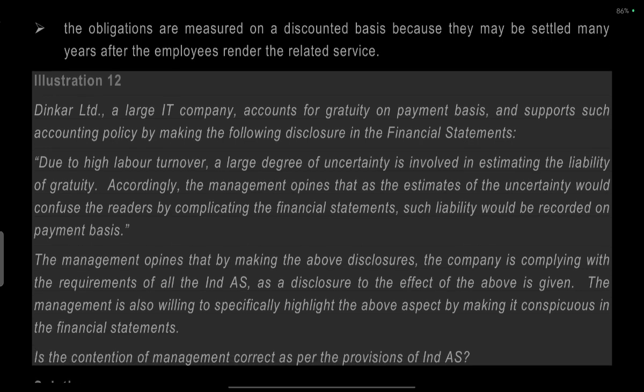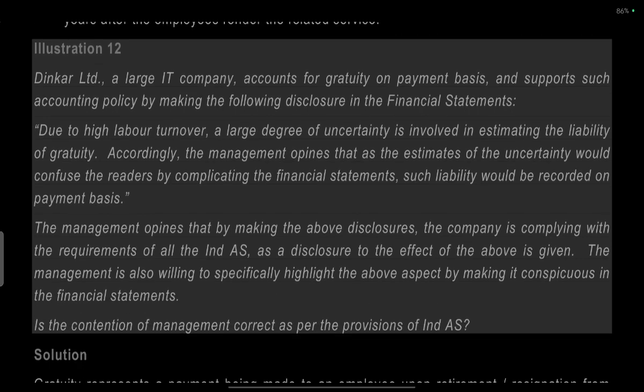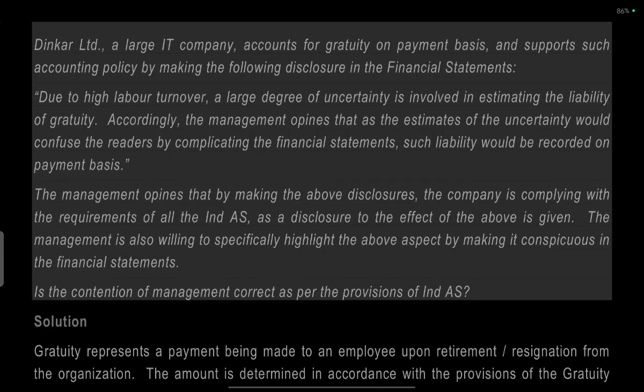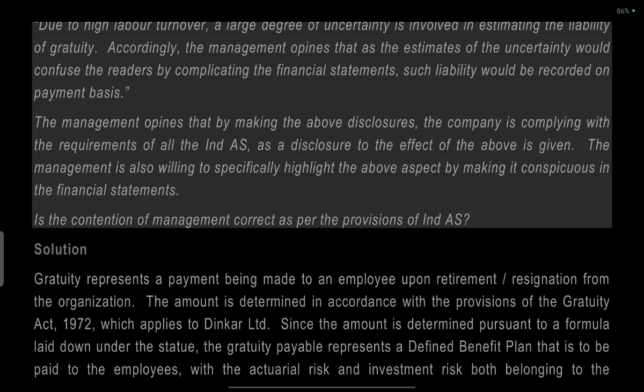service. Thinker Limited, a large IT company, accounts for gratuity on a payment basis. It supports this accounting policy by making the following disclosure in the financial statements. Due to high labor turnover, a large degree of uncertainty is involved in estimating the liability for gratuity. According to management, the estimation uncertainty would confuse the readers of the financial statements. The liability will be recorded on the payment basis.